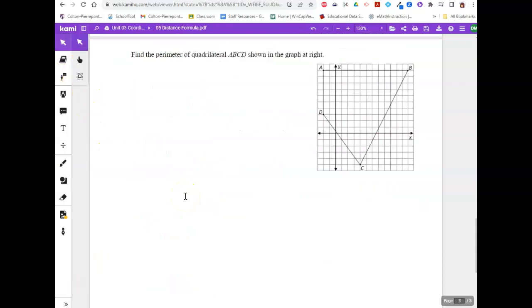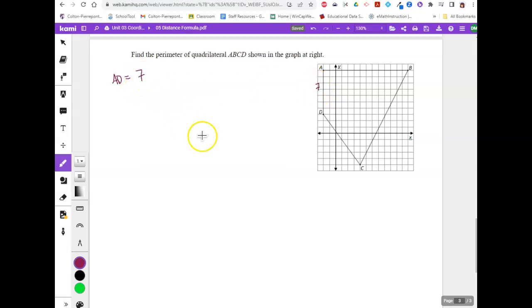Okay, and for the last one, we want to find the perimeter of the quadrilateral shown at the right. Well, a couple of these sides we can just do by counting. We can look at AD. AD is a vertical line, and the length of AD, counting from here down to here, is 7. So we know AD is 7. We also know that the horizontal line AB we can count as well. That is actually going to be 14. So AB is going to equal 14. Take my word for it.